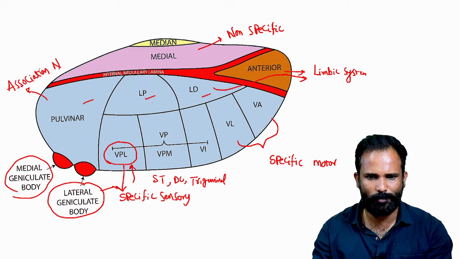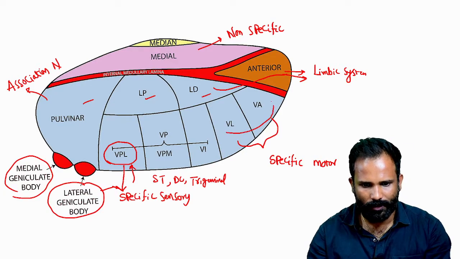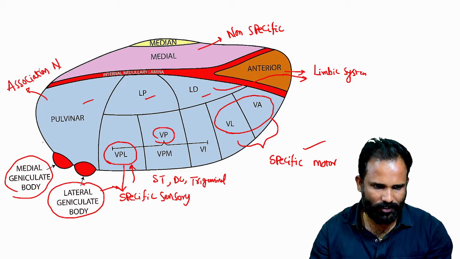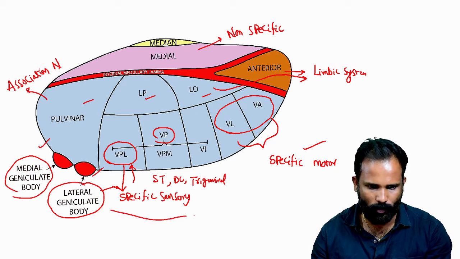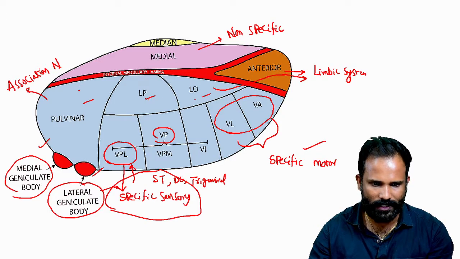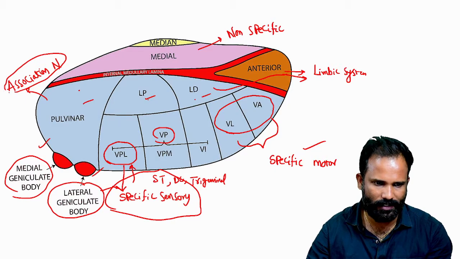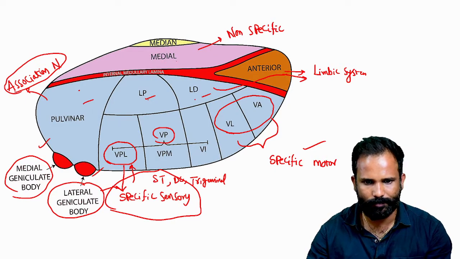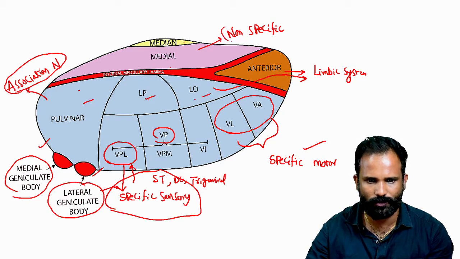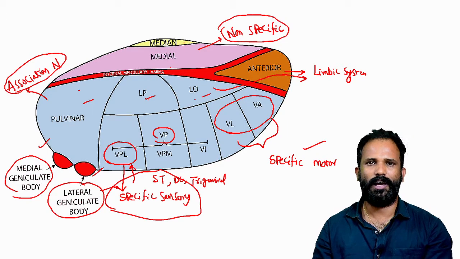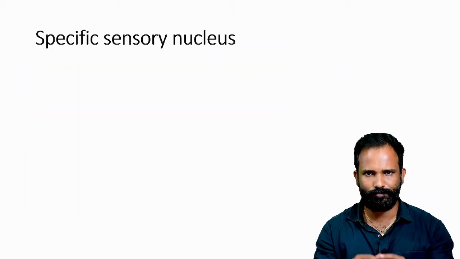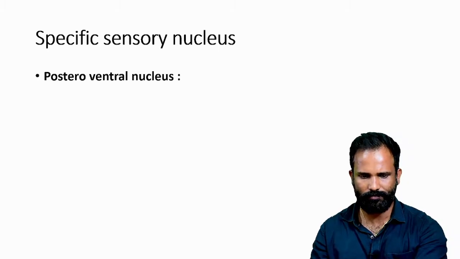So again we'll be repeating. Ventral anterior and ventral lateral are specific motor. Ventral posterior, medial geniculate body and lateral geniculate body are specific sensory. And pulvinar, lateral posterior, lateral dorsal are association nuclei. And the medial group, the intralaminar group and median group, all are non-specific. I think the physiological classification is a bit clearer now. Now we'll go on to the afferents and efferents.